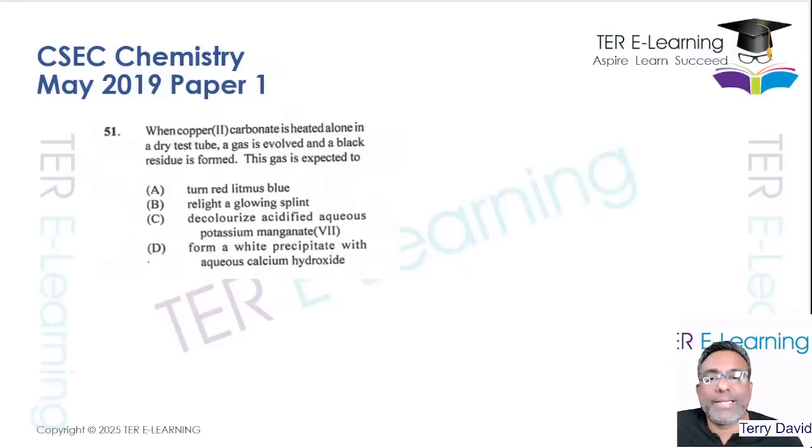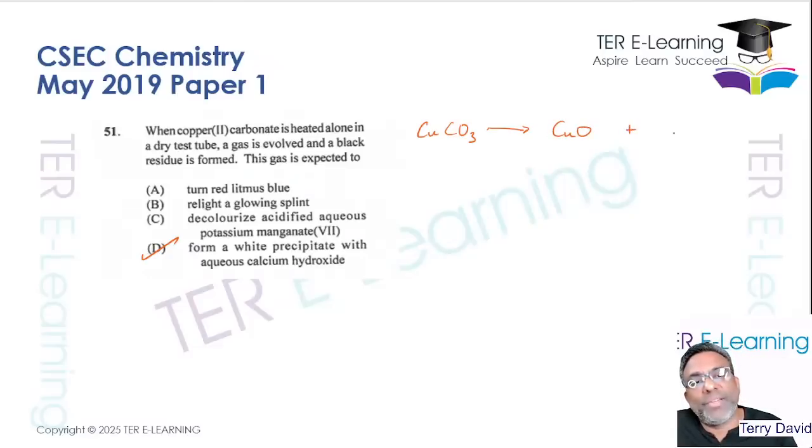Right, so people are saying the answer is D. So copper 2 carbonate is CuCO3. But when you heat copper 2 carbonate, they said you get a black residue. So the black residue is copper 2 oxide. And if you're heating a carbonate here, you're going to get CO2 gas being produced. So they're asking us, what is the test for CO2? If you want to test for CO2, you're going to bubble the gas through lime water, and you're going to get a white precipitate. Lime water is calcium hydroxide. So the answer is D for this one here.